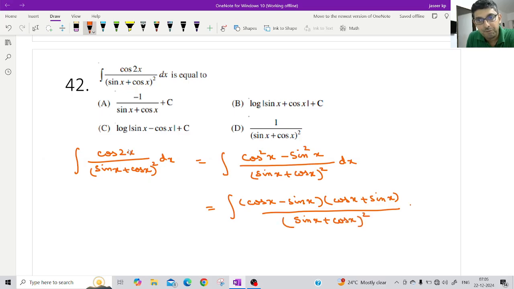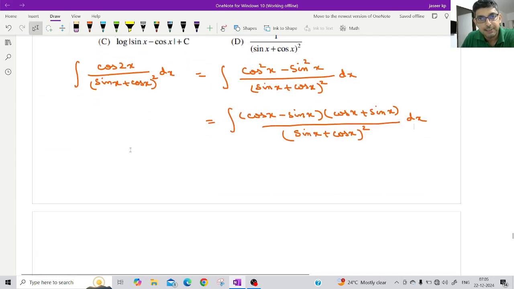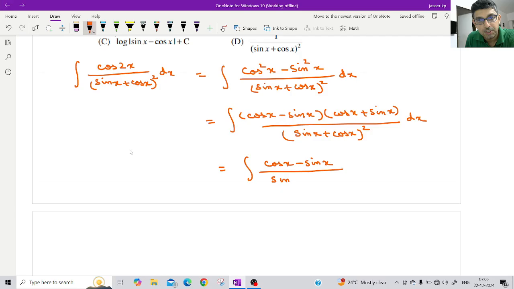Now if we cancel one of the (sin x + cos x), this will get simplified as (cos x − sin x) divided by (sin x + cos x) dx, by cancelling one of cos x + sin x. Now to integrate this, put sin x + cos x as t. So that means (cos x − sin x) dx will be equal to dt.